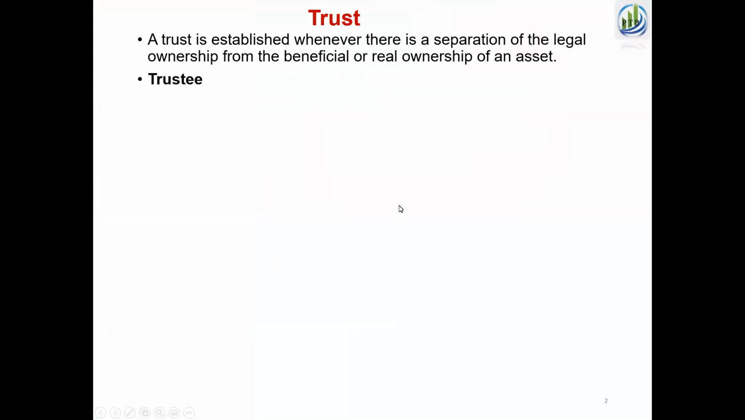A trust is established whenever there is a separation of legal ownership from the beneficial and real ownership of assets. Normally, a trust is set up to minimize tax. I will explain through a simple example how a trust is going to be used to minimize the income tax.